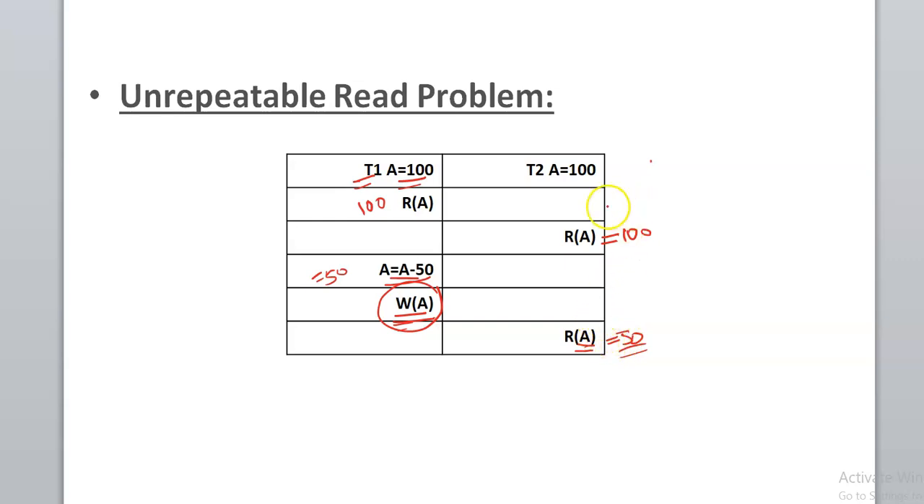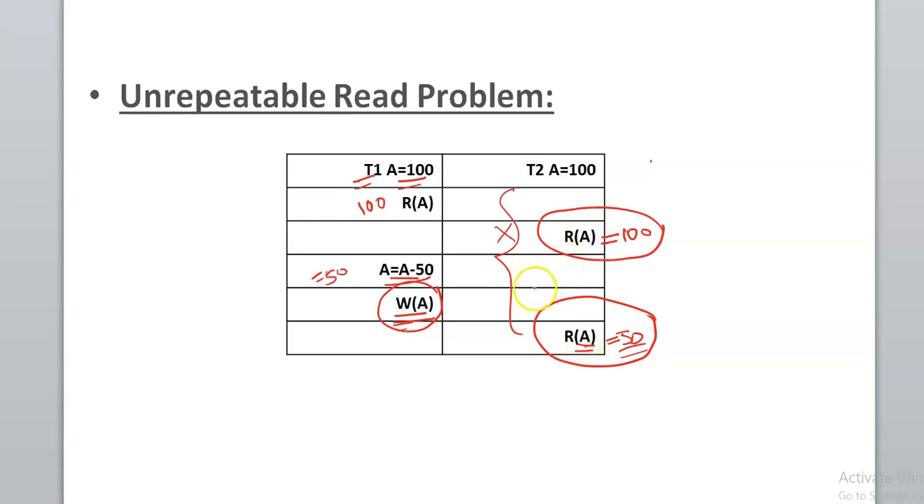As you can see here, in the first read operation, T2 is reading rupees 100 for data item A, and in the second read operation it is reading rupees 50. Though T2 has not performed any operation or any updation, T2 is reading two different values in two different read operations. Correct? So that is the concept of the unrepeatable read problem.